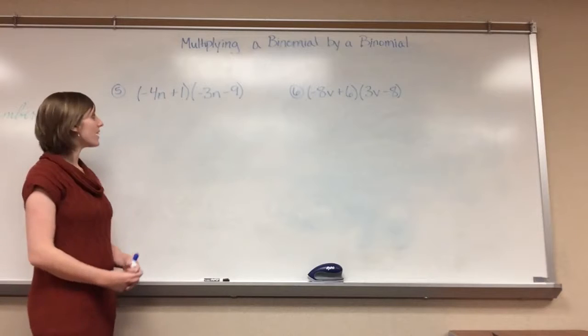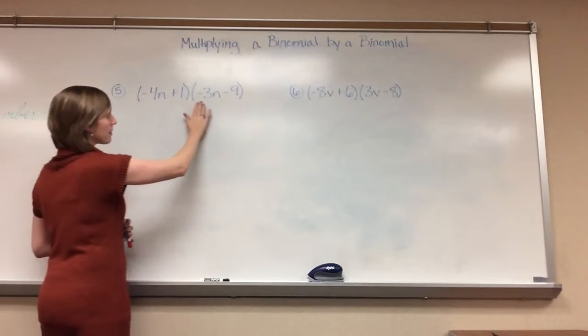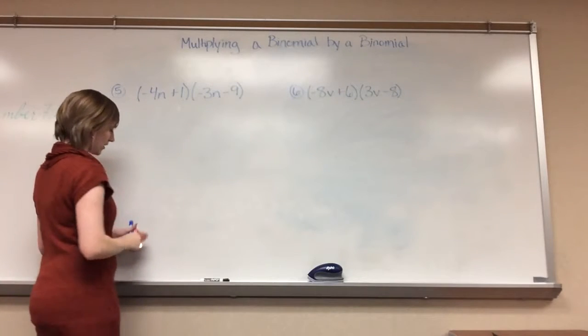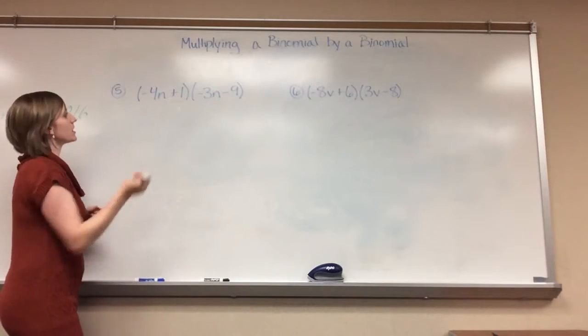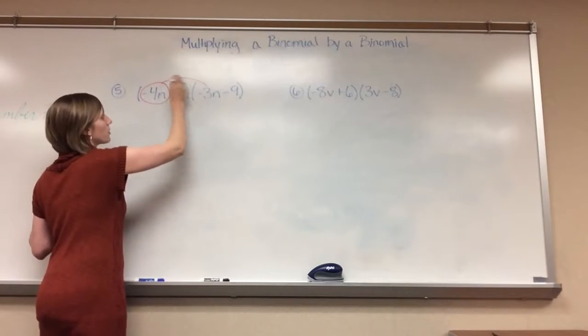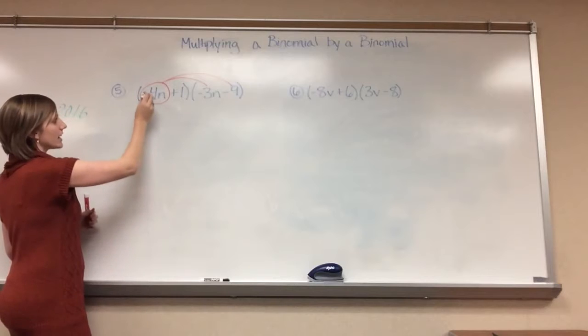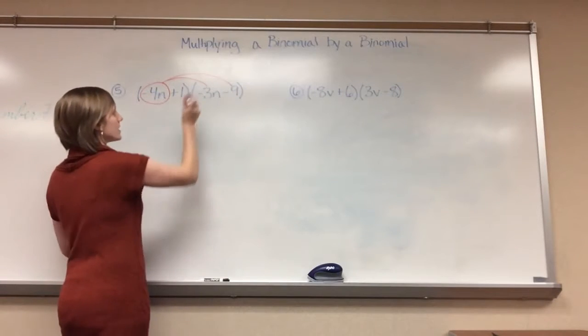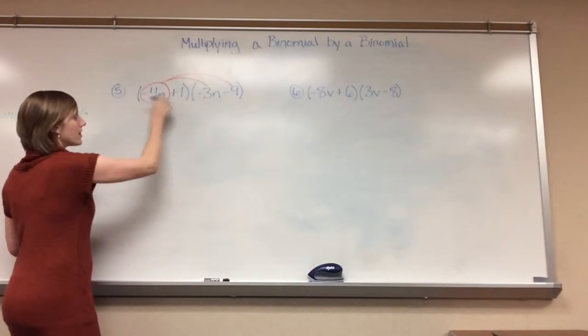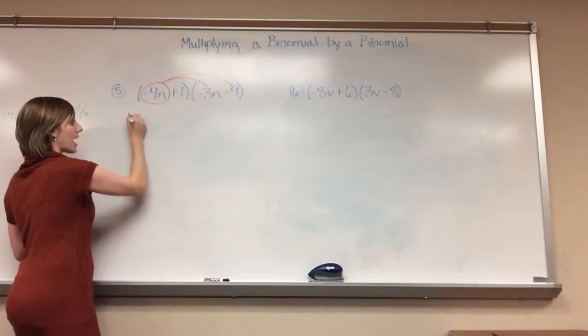For problem number 5, we have negative 4n plus 1, and we're multiplying that by negative 3n minus 9. So first thing we need to do is take the first term and multiply it to both terms inside the second set of parentheses. So we're going to have negative 4n times negative 3n. Multiply the whole numbers. Negative 4 times negative 3 is positive 12.